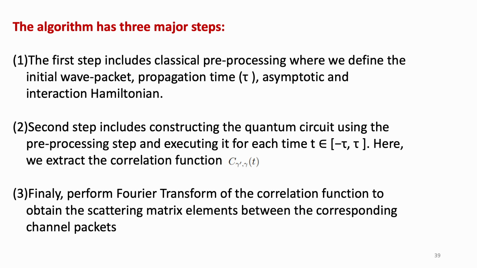As I mentioned, we have three steps, and we run tau from minus tau to tau. My graduate student ran it, following the quantum calculations done 40 years ago, from minus 40 to 40 atomic units, 400 to 400, and then you can calculate the correlation function by this modified Hadamard test.